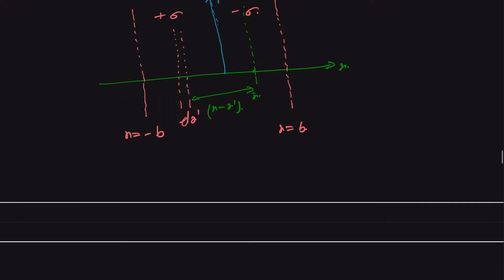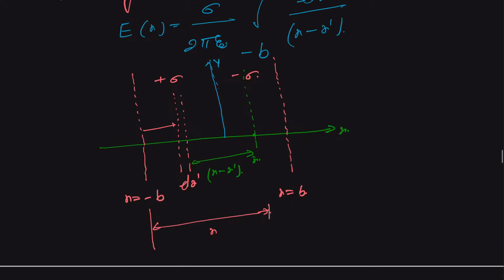So this is our x and this is our x prime. We have assumed a small strip dx prime which is at a distance x prime from minus b. And the point of interest, or strip of interest, is at x equal to x. Therefore we get this entire distance is equal to x minus x prime. So this is the basic.